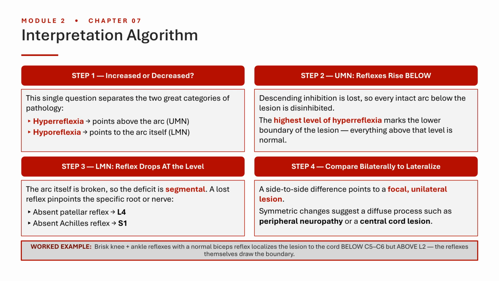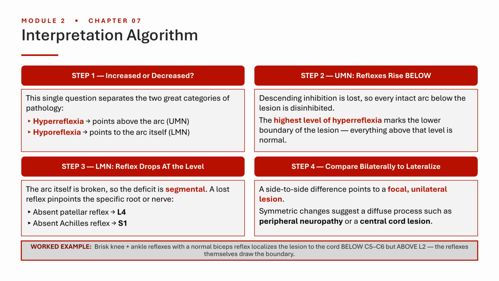Here is the 4-step algorithm I want you to use every time you encounter an abnormal reflex finding. Walk through these steps in order. Step 1. Is the reflex increased or decreased? This single question separates the 2 fundamental categories of pathology. Hyperreflexia points above the arc to an upper motor neuron lesion. Hyporeflexia points to the arc itself, a lower motor neuron problem. Don't go further until you've answered this question clearly.